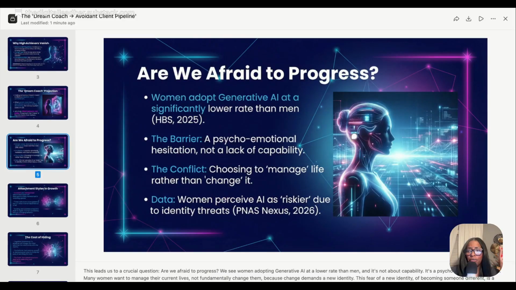Let's talk about our issues and how we approach AI. Okay. Women adopt generative AI at a significantly lower rate than men. This is where we're at. And I get it. Everybody's talking about water. It gets on my nerves so bad. And I'm like, will y'all please stop talking about water? Will you please stop talking about it?